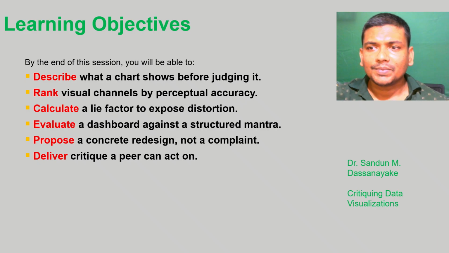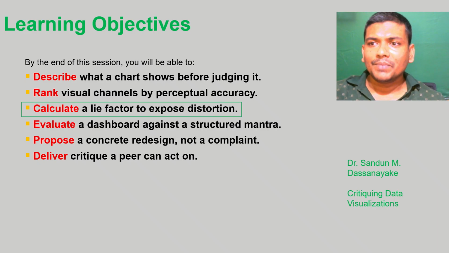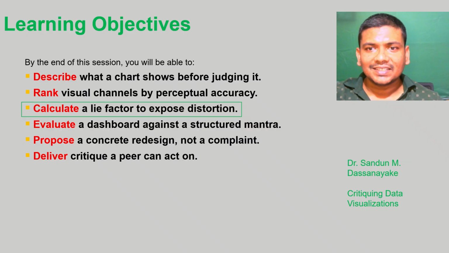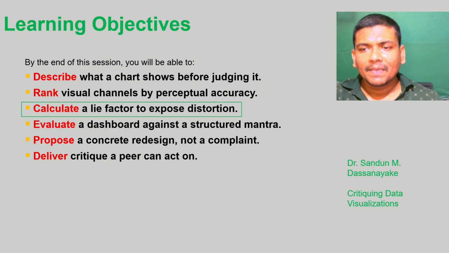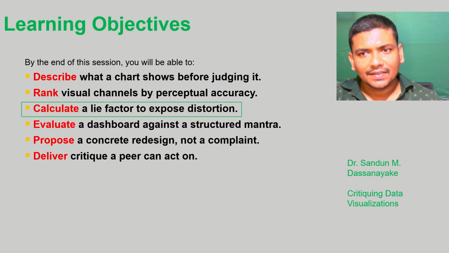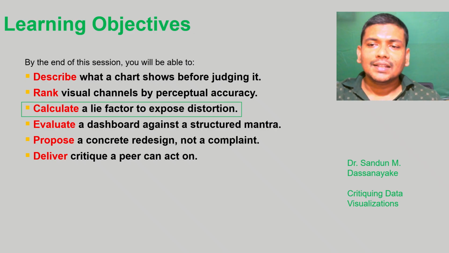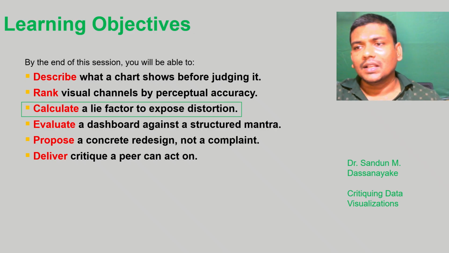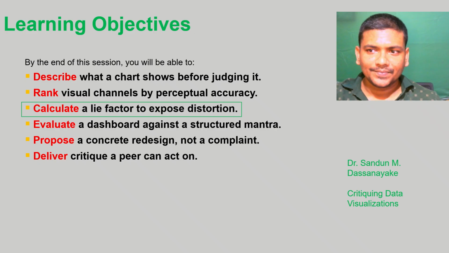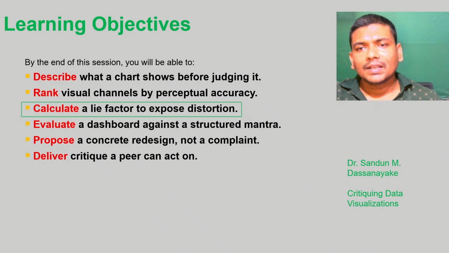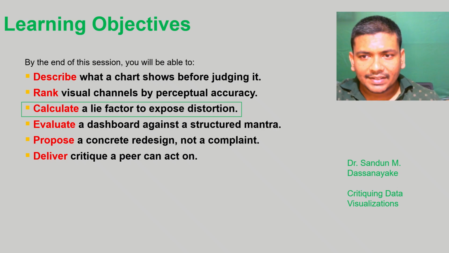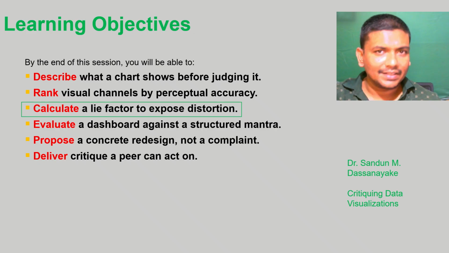The third one surprisingly makes people wonder what this is. Yes, there is arithmetic in a critique. We will compute a number that says exactly how much a chart exaggerates. We have done this before. The last one matters the most once you leave the course. You will spend your career giving feedback to people who did not ask for it. And the delivery is important: a technically correct critique that lands badly changes nothing at all.